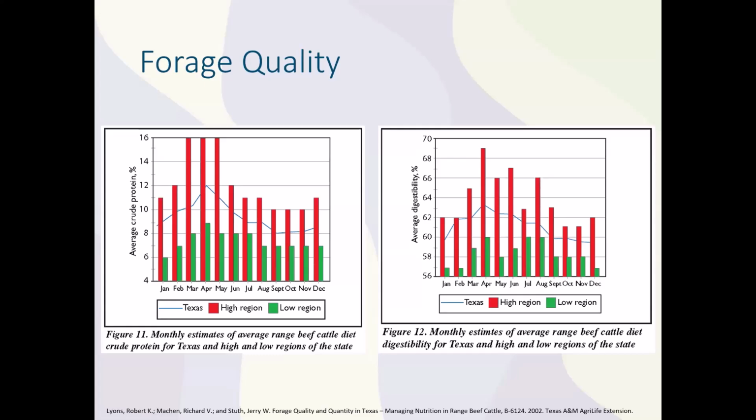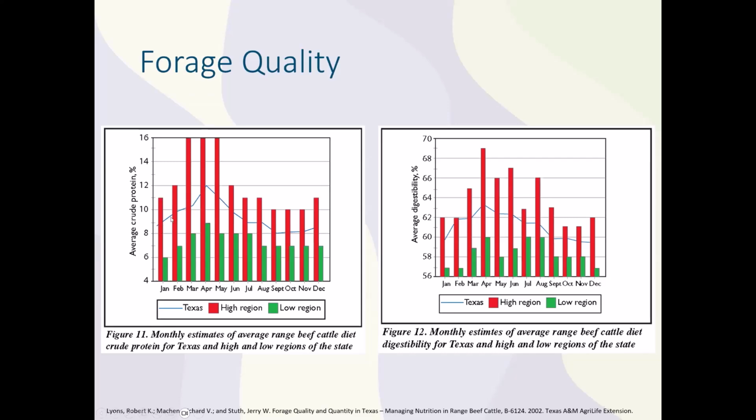So mostly those were coastal prairie, blackland prairies. Those have more fertile soils, and so the forage quality is higher in those areas. And then if you look at those green bars, that's the lower quality regions, which includes the Edwards Plateau, Trans-Pecos, High Plains, that sort of thing. That blue bar in the middle is the average of the state.